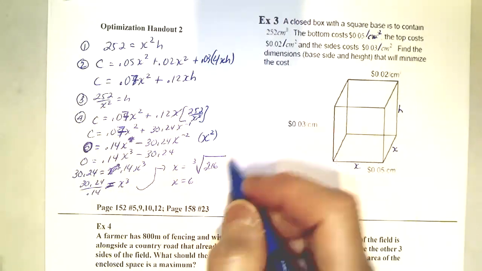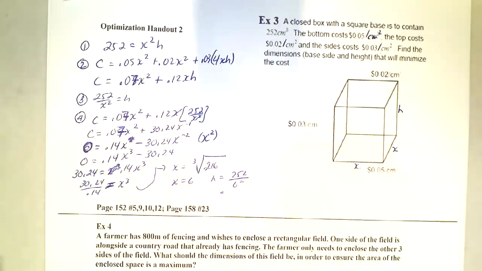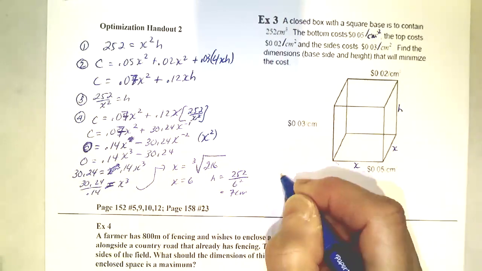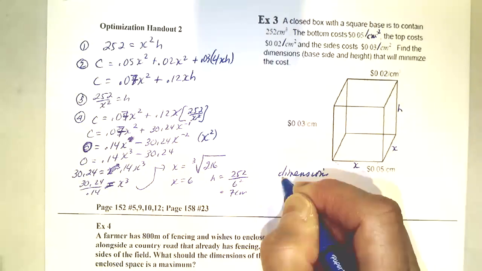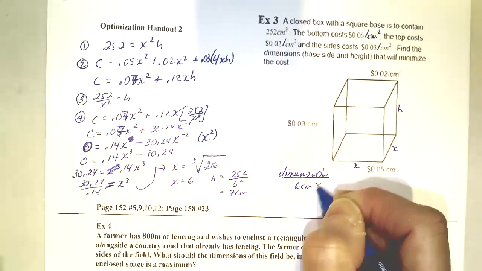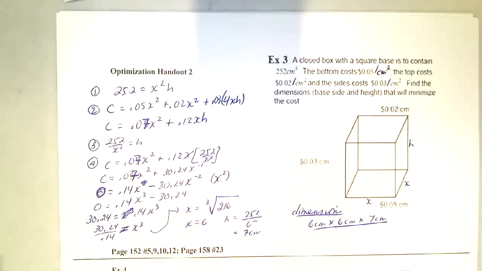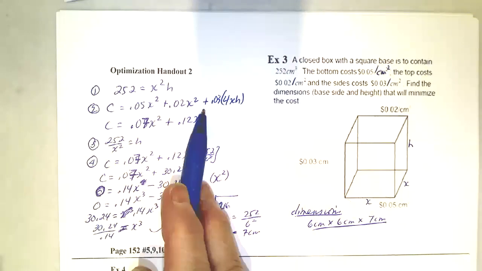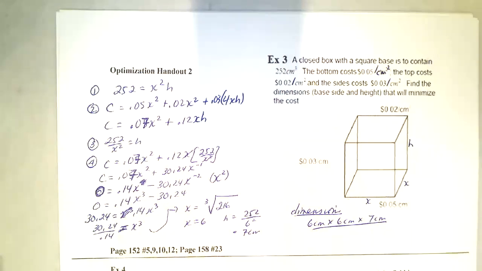So I push that back in over here, and I get h is 252 over 6 squared. And when I punch that out, 252 divided by 36, get another beautiful number, 7 centimeters. So the dimensions that minimize the cost would be 6 centimeters by 6 centimeters by a height of 7 centimeters. Easy peasy. Same process. It's just you have to create the equation of what they're minimizing, and that's what can change from one question to another.